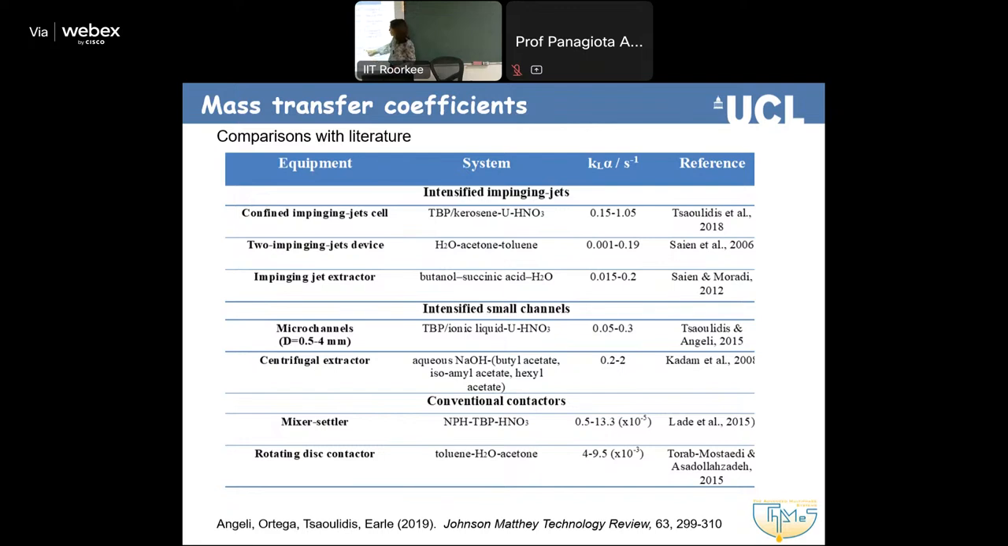And for reference, this is what you get in bigger contactors. For example, mixer settlers, you know, this is 10 to the minus 5, or rotating contactors. There should be a bubble column somewhere else as well. Yeah, this is just to show that we do get faster, higher mass transfer coefficients.